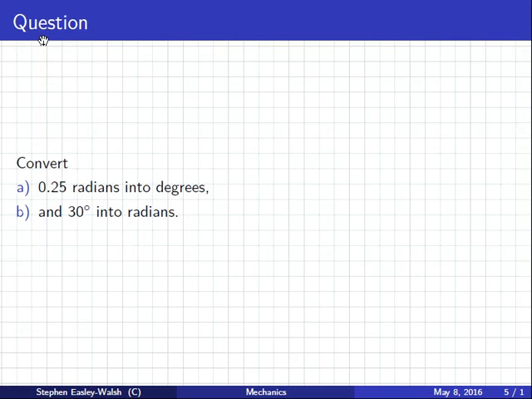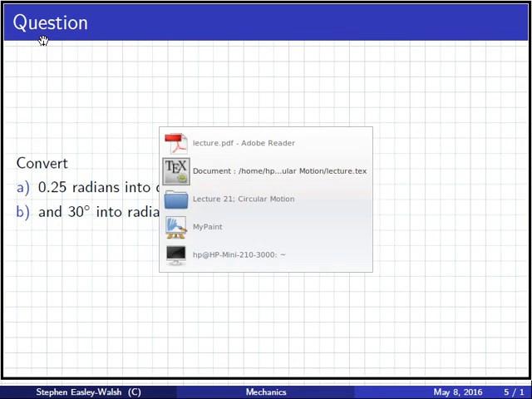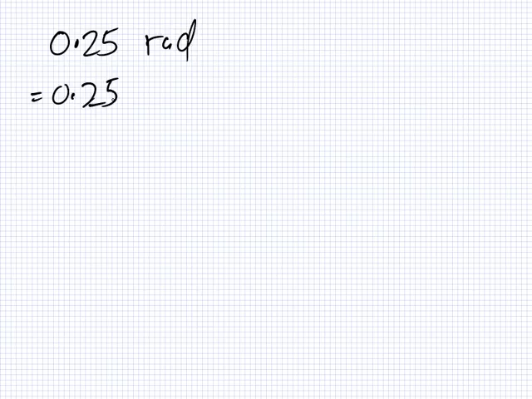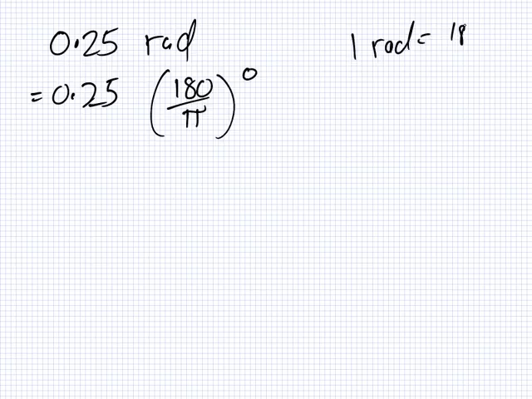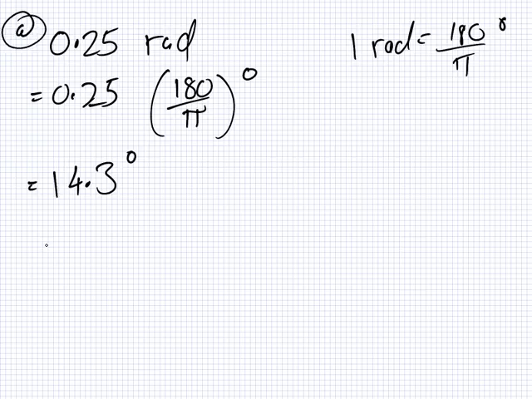Okay. Do you have this? Yes. So the first one is 0.25 radians. Well, that one's the easy one, because 0.25 radians equals 0.25 times, if I do it exactly, 180 over pi degrees, because remember 1 radian equals 180 over pi degrees. So let me see what I get. It'll be 14.3 degrees. Now part B.